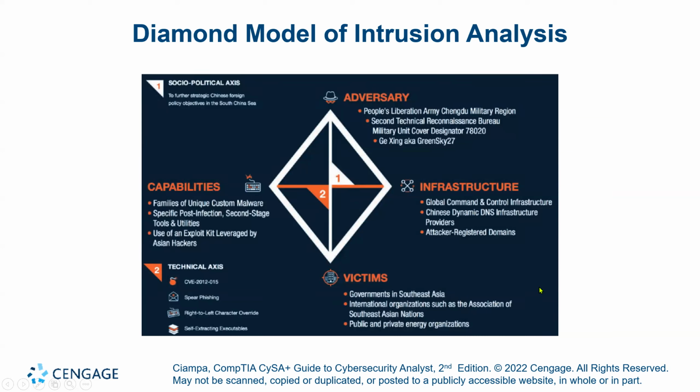Infrastructure: global command and control infrastructure, a Chinese dynamic DNS infrastructure provider, attacker-registered domains. Their victims: governments in Southeast Asia, international organizations such as the Association of Southeast Asian Nations, and public and private energy organizations. This is just an example of that being used.